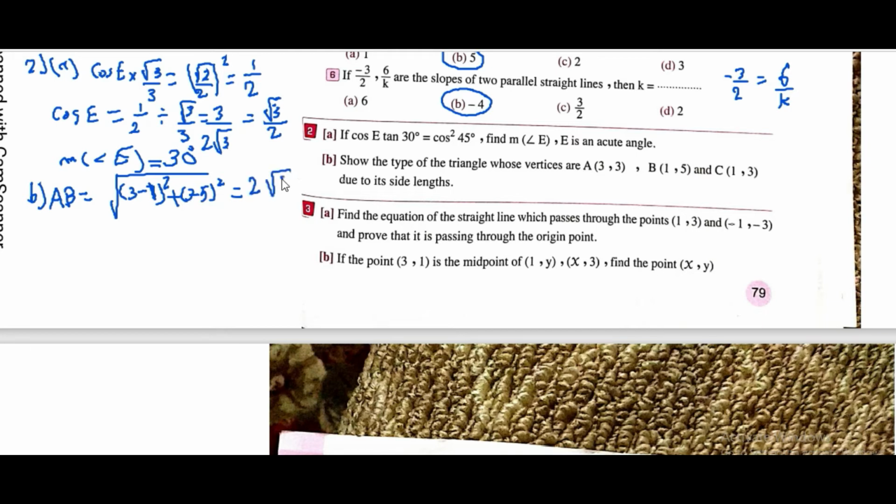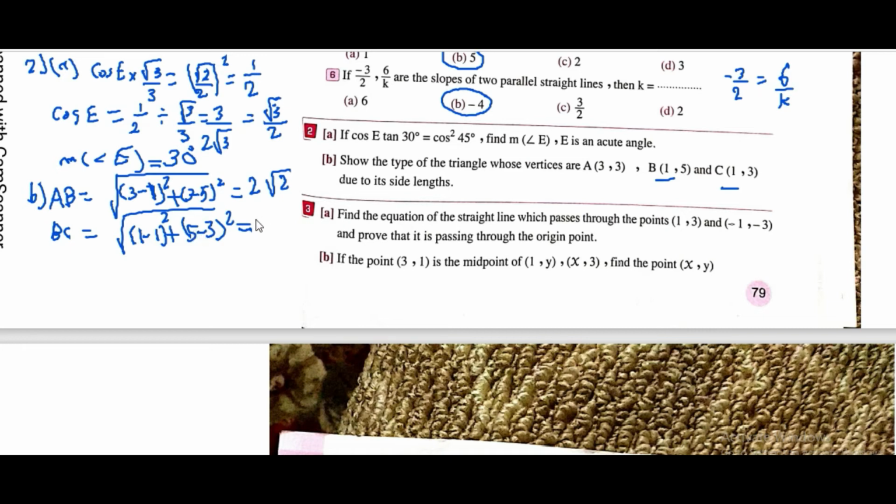BC equals the square root of, for this B and this C, (1 minus 1) all to the power 2 plus (5 minus 3) all to the power 2. The distance between 2 points equals the square root of (x2 minus x1) to the power 2 plus (y2 minus y1) to the power 2. 5 minus 3 is 2, squared is 4, so BC equals 2 units.